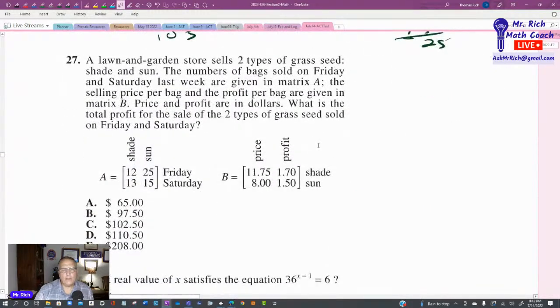27. A lawn and garden store sells 2 types of grass seed, shade and sun. The numbers of bags sold on Friday and Saturday last week are given in matrix A.